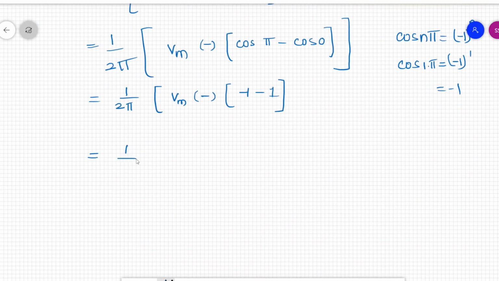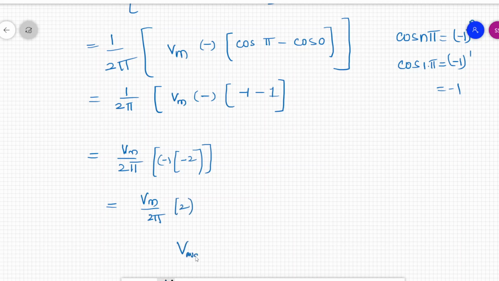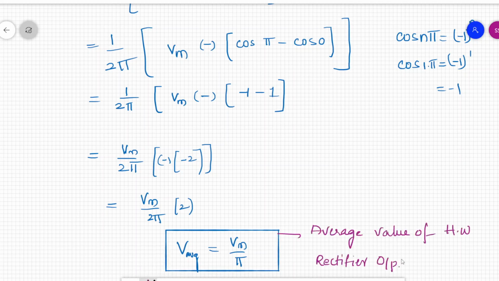That equals 1 by 2 pi. So I'm taking Vm common, that will be Vm by 2 pi times minus of minus 2, that will be plus 2, right? So that will be Vm by 2 pi into 2, and the average value of this waveform is equal to Vm by pi. Okay, we have derived an expression for the average value of the half wave rectifier output. This is the average value of the half wave rectifier output.